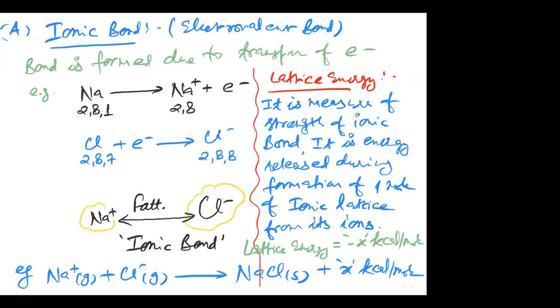So I'm repeating again, an ionic bond or electrovalent bond is formed due to complete transfer of electron. Due to complete transfer of electron, we have formation of ions, and the mutual force of attraction between oppositely charged ions is the ionic bond, and the corresponding energy released is known as lattice energy.